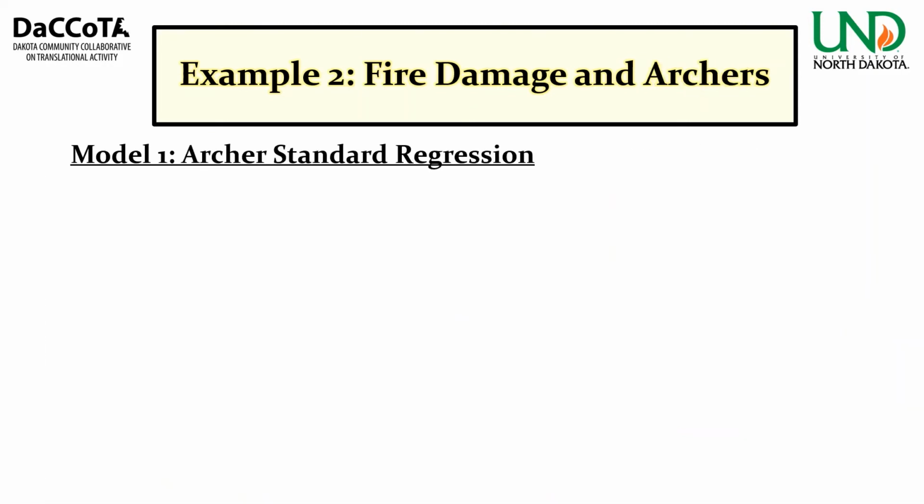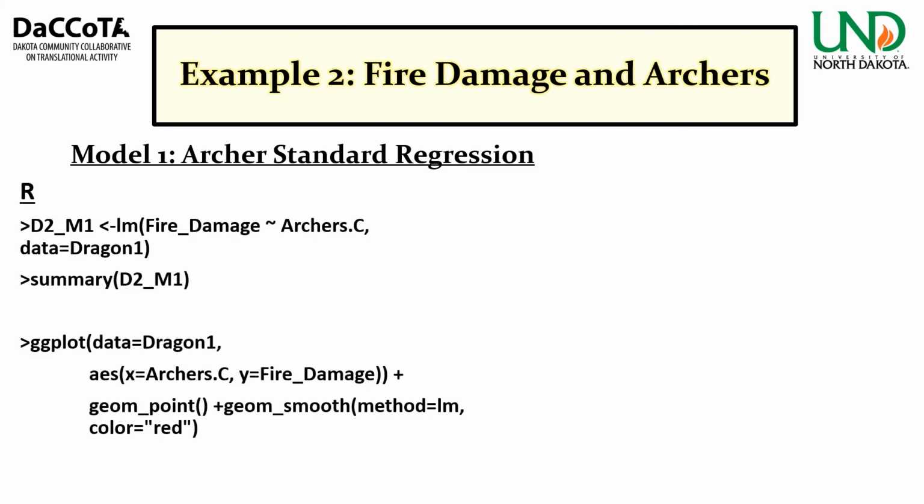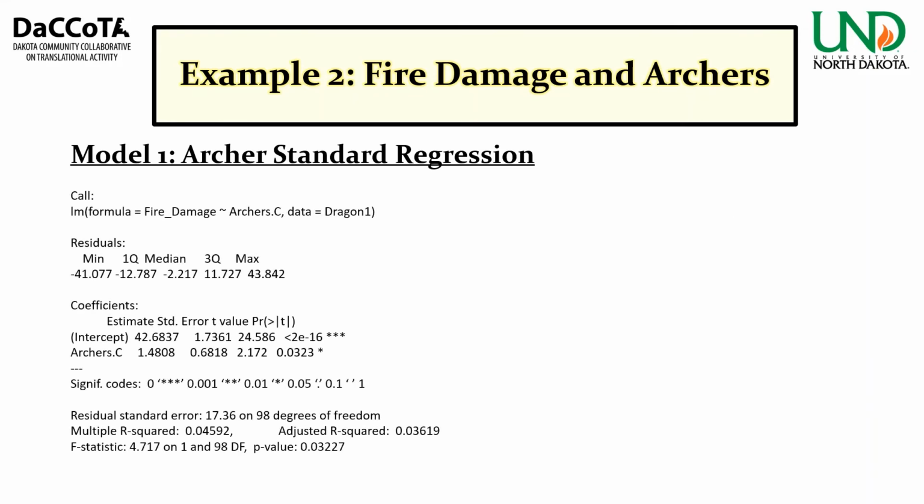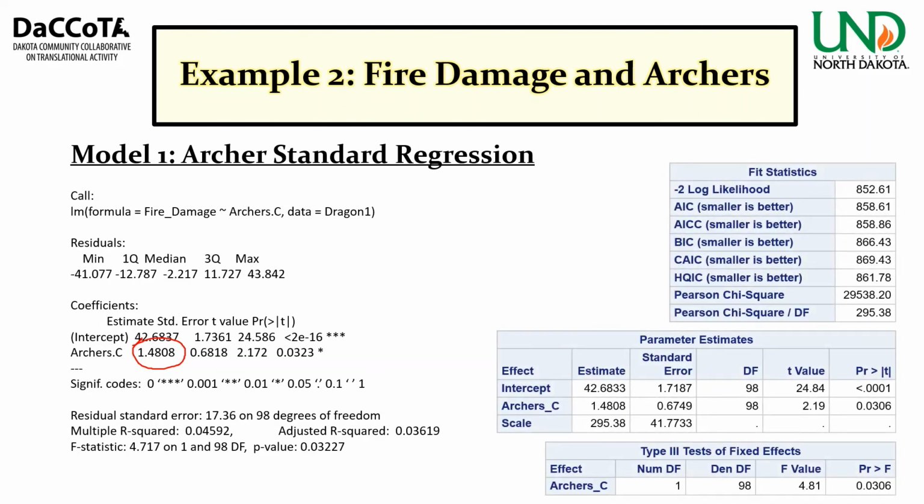Let's take aim at a different group in example 2. The same question, but a different group of soldiers. Does the average number of archers in a cathedral reduce fire damage from dragons? So standard regression to begin. The only difference is we're adding archers instead of knights. And it is significant, though it's a positive significance, as opposed to the knights, which is not what we're expecting. We were expecting it to be negative because we expect an increase in archers to decrease fire damage. So what is going on here?